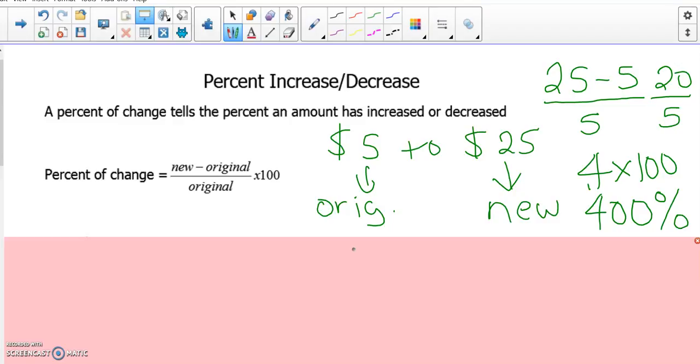That value we get after we multiply by 100 is our percent. So if you started with $5 and your parents gave you $20 more, they increased the amount of money you had in your pocket by 400%. That sounds a lot more impressive than just by $20.